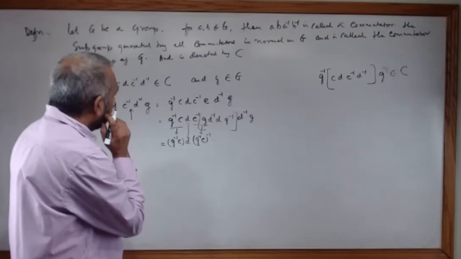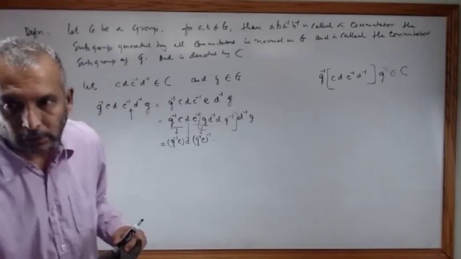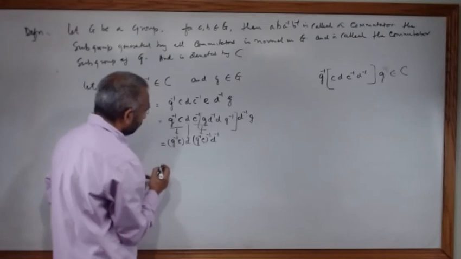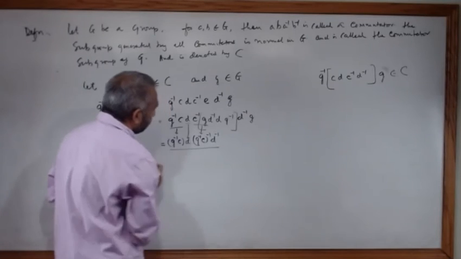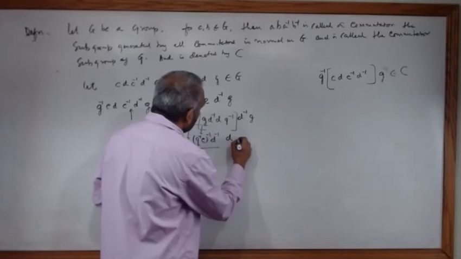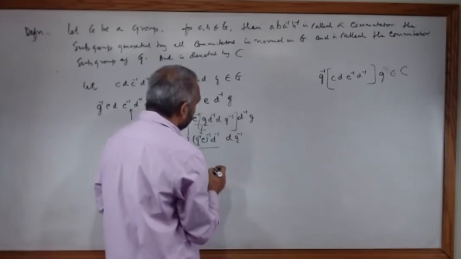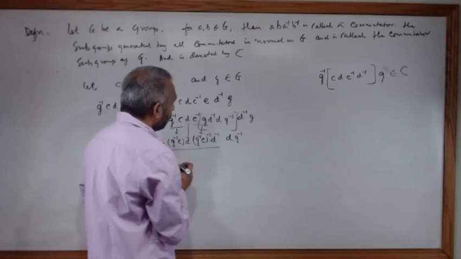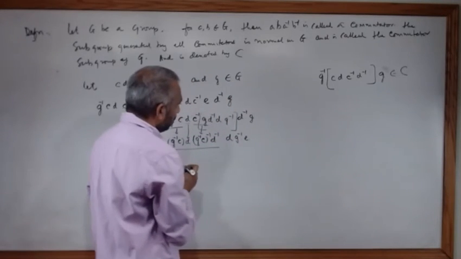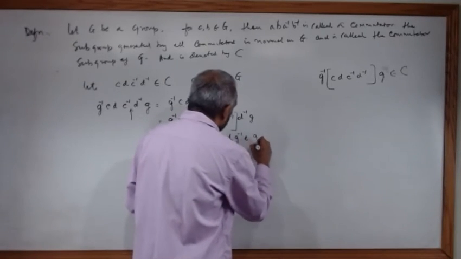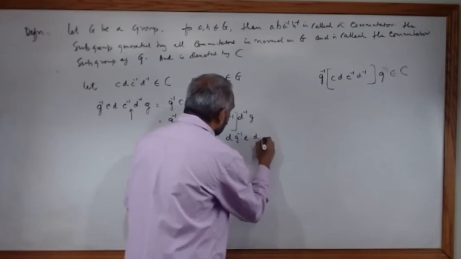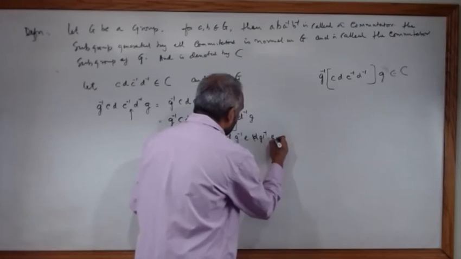Okay. And after that you have a D inverse here. Then what we have is D G inverse, then you have E times G D inverse, sorry, we'll write it as D G inverse times E inverse.